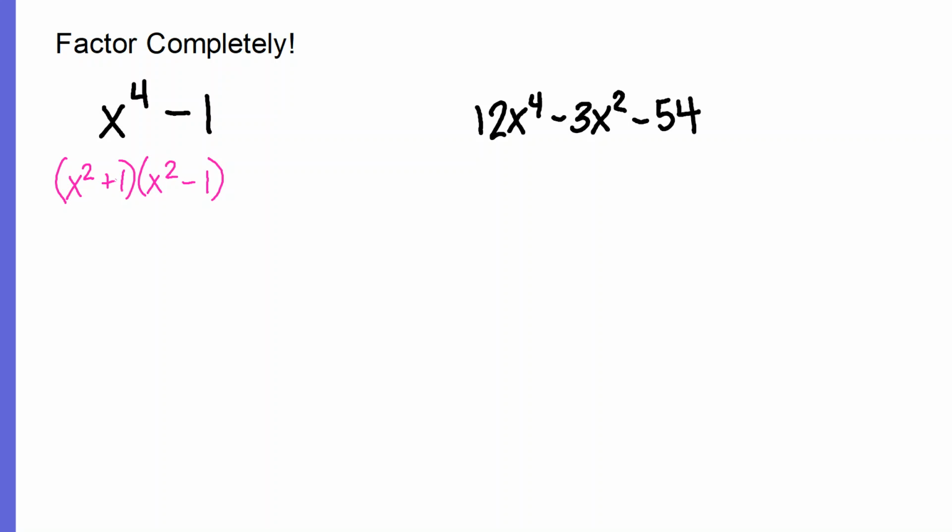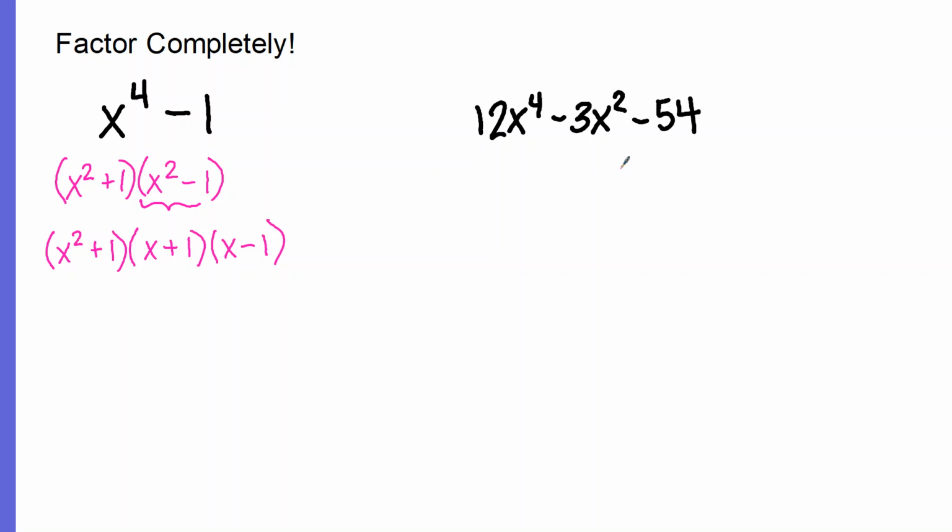Okay, this has a binomial with a plus in the middle, nothing else you can do there. But my second factor, I still have a perfect square and a minus in the middle. So my second factor can be factored even more. So I have x squared plus 1 still, and then it's going to be x plus 1 times x minus 1. And now it is fully factored.